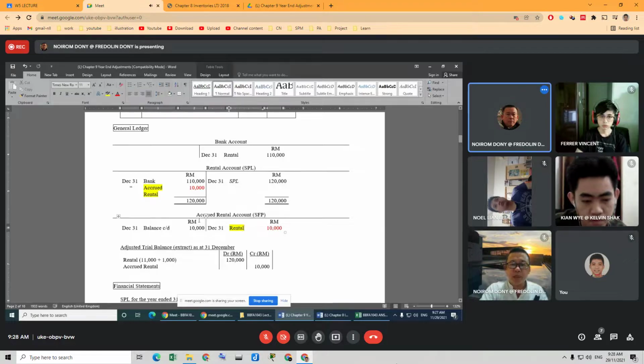But for accrued rental, this becomes a liability. So we have to balance off.